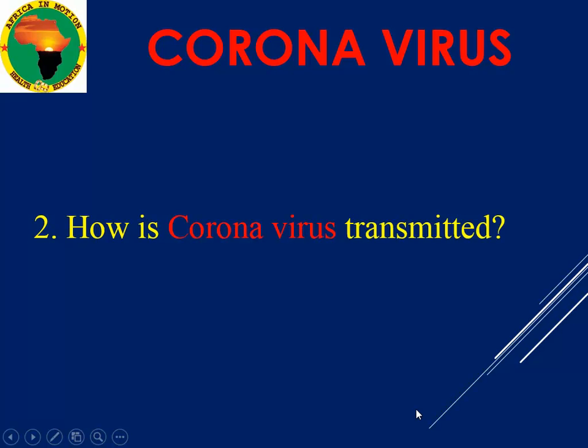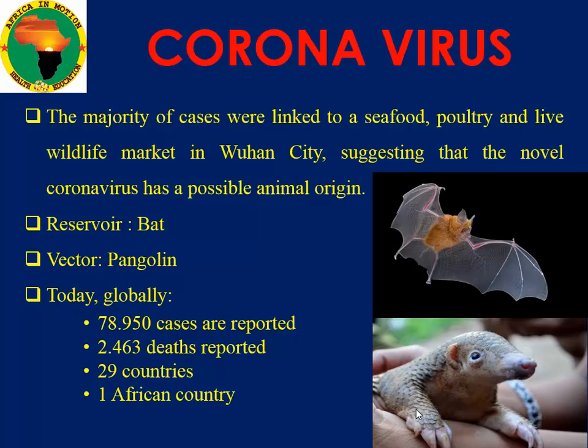How is the coronavirus transmitted? Coronavirus is believed to have a reservoir in the bat. The bat, this bird, it's a mammal. It's a bird that is not a bird, but it does fly, and it is a mammal. It breastfeeds. So it is believed that it is remaining there in a hibernating state.